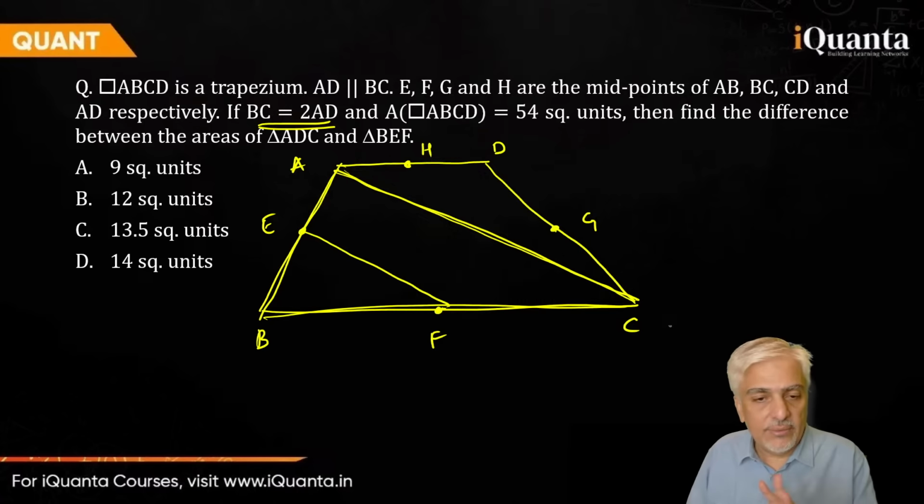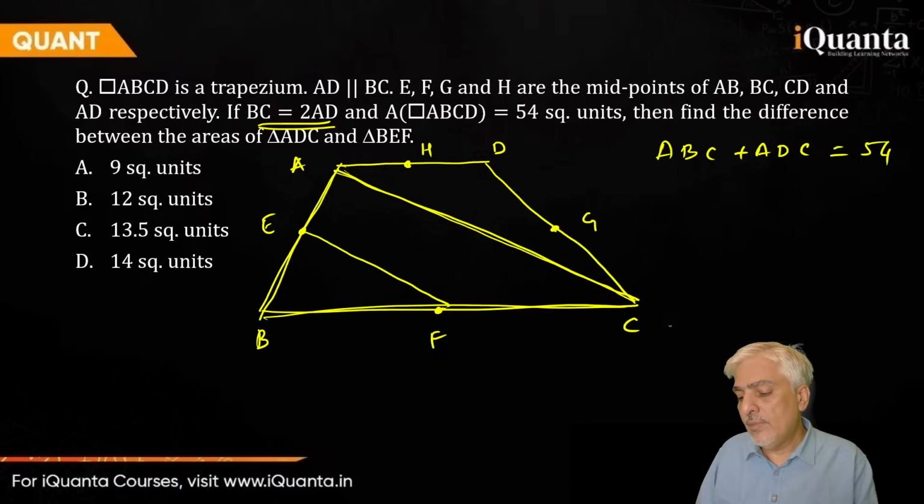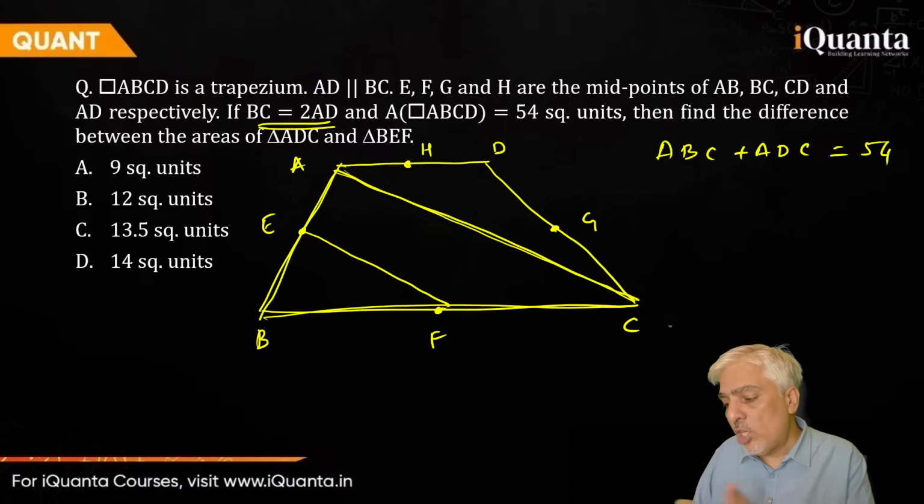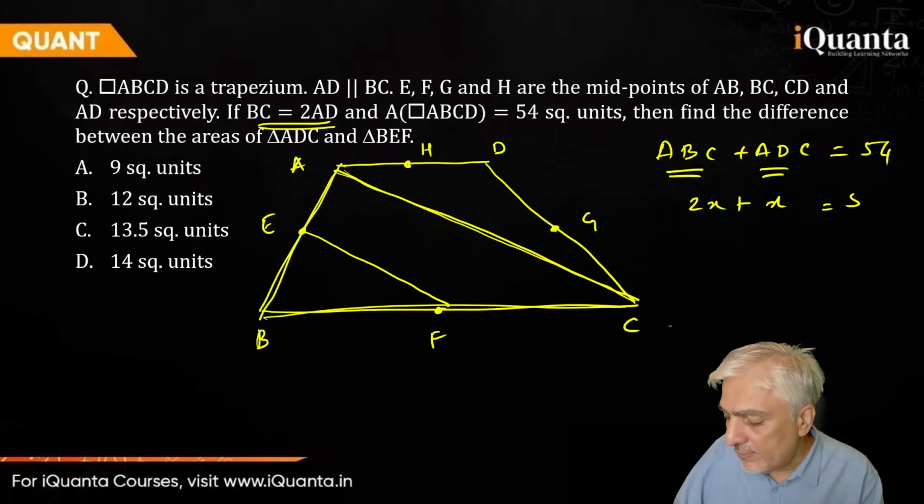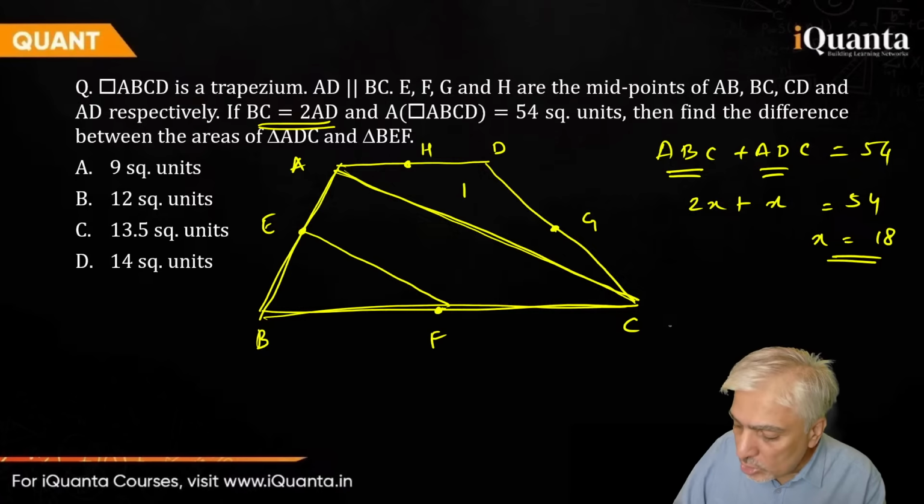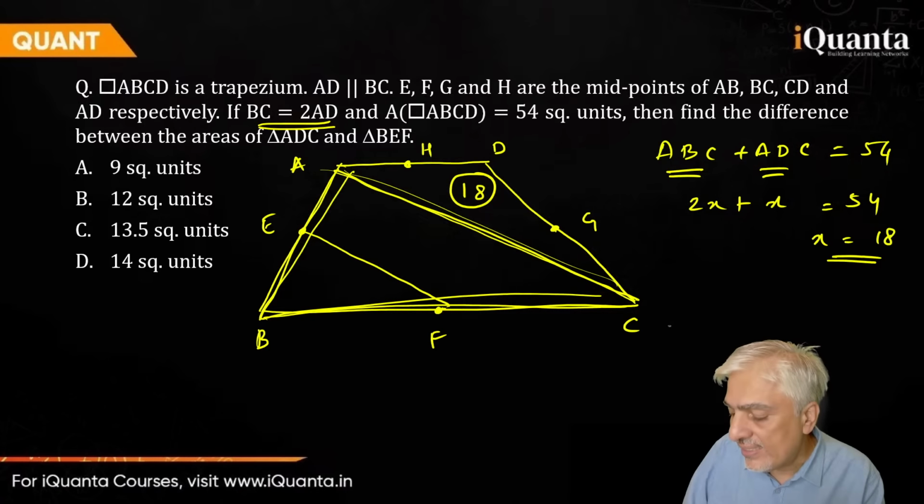Okay. Listen, everybody just pay attention to this method. The total area of ABC plus ADC is 54. They both have the same height. ABC and ADC both have the same height, only their sides are double, so the area will also be double. So this area is double of this area. If this area is x, this area is 2x, 3x is 54, x is 18. So this area is 18. This full area is 36.